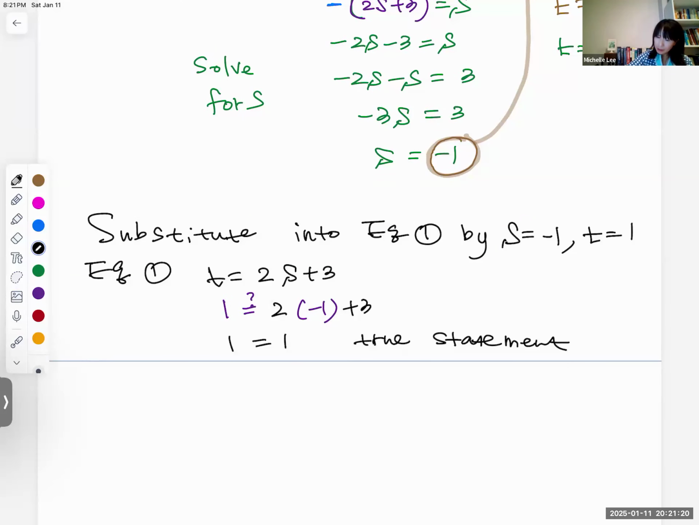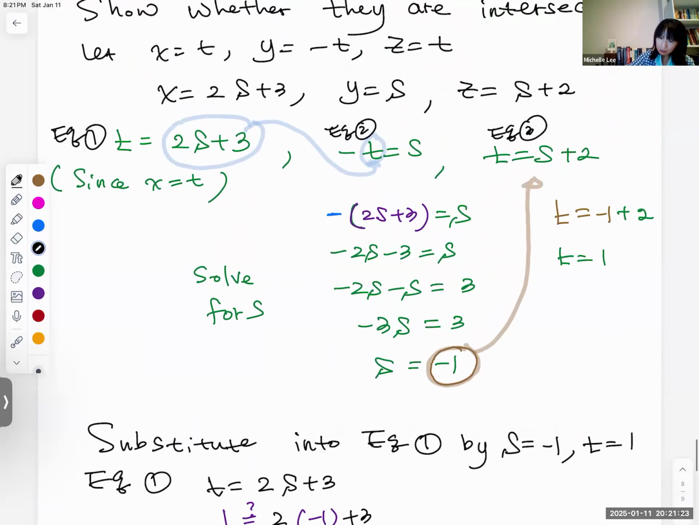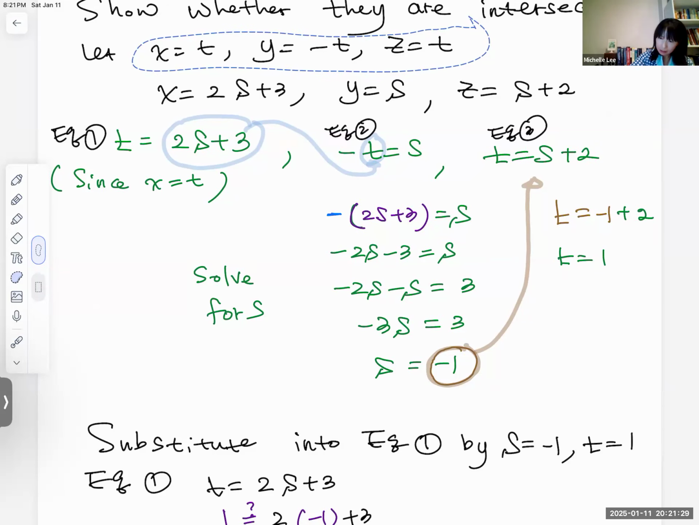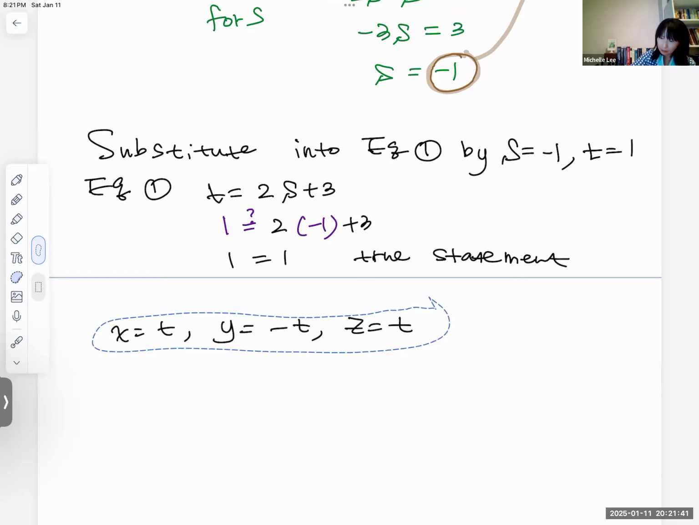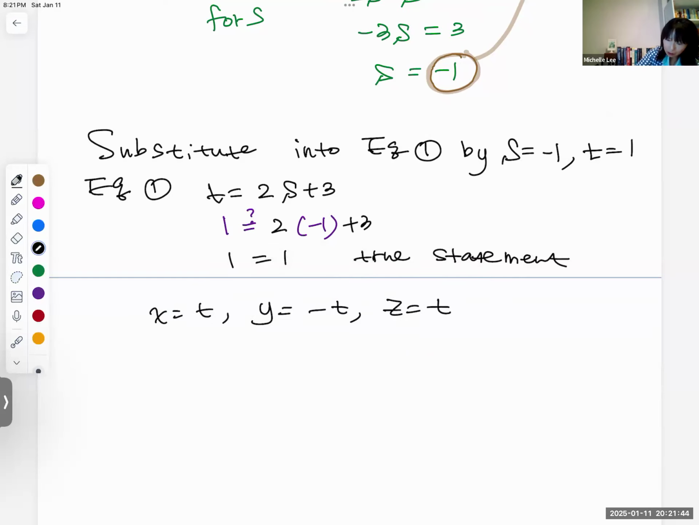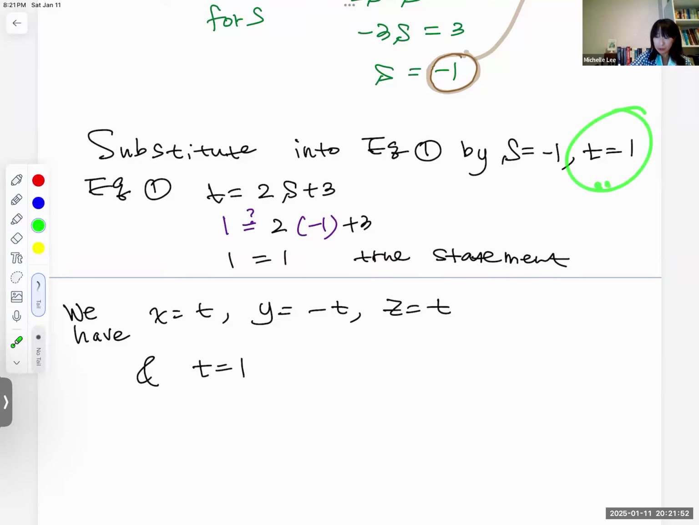Okay, so we can say that we have this equation. So we have t equal to 1, right? T equal to 1. Well, we can use this one too. It's up to you. So we can notice that x equal to 1, y equal to -1, z equal to also 1, right?